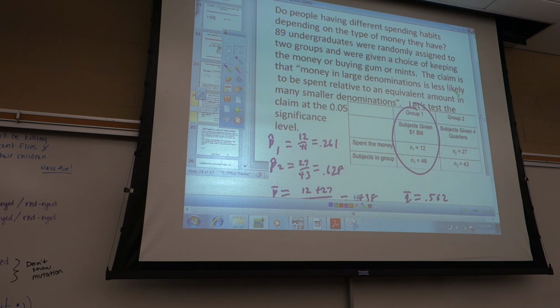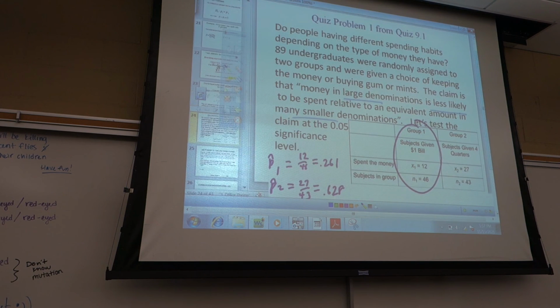All right. Now remember, we're trying to say, what's the claim? The claim is that money in large denominations, in other words, P hat 1, or P1, is less likely than smaller. So large denominations is less likely than smaller. Less likely should be, is that going to be greater than, less than, or not equal to? Less than. So that's my claim. The claim is that P1 is less than P2.